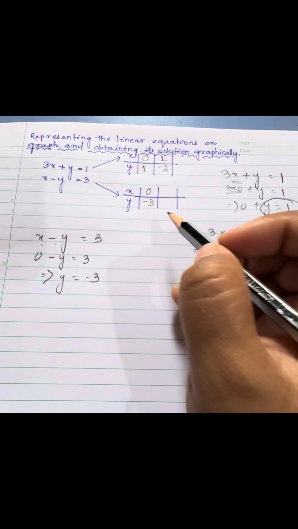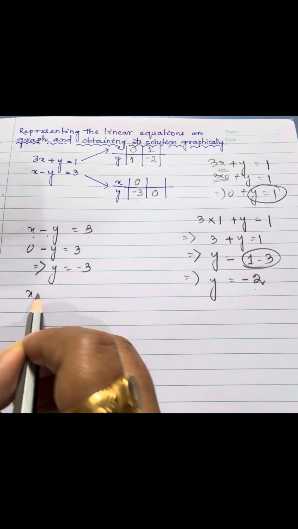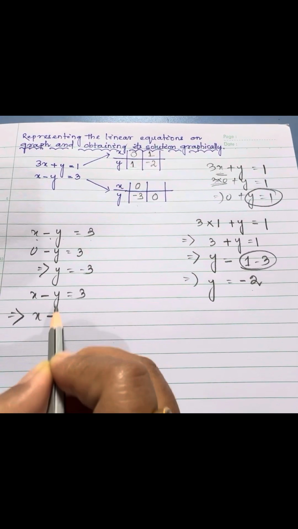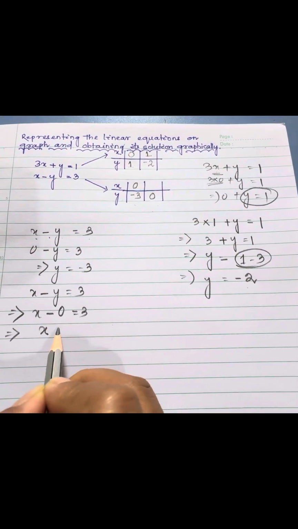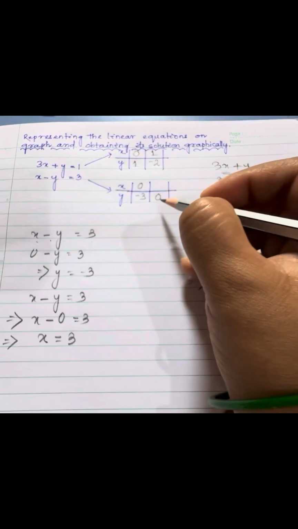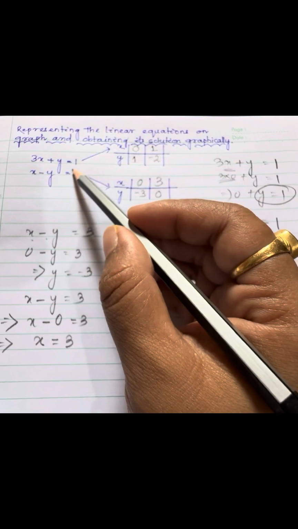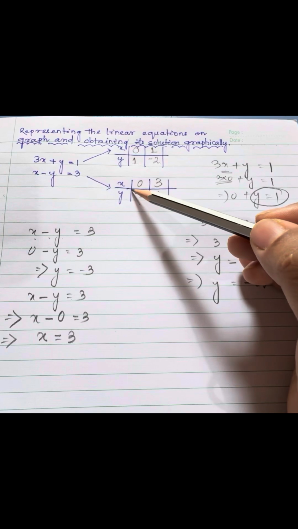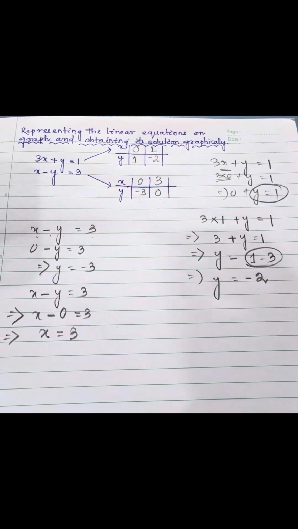Now I am taking y as 0. So now x minus y equal to 3. This time I have taken y as 0, so I will substitute the value here. x minus 0 is equal to 3. Obviously x is equal to 3. So when y is equal to 0, I got 3 as x. Alright. So for the first equation, I have the points (0, 1) and (1, minus 2). And for the second equation, I have the points (0, minus 3) and (3, 0). So let's plot it in the graph and see what is happening.